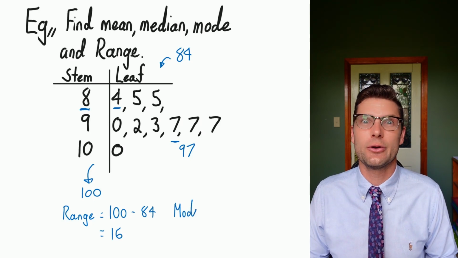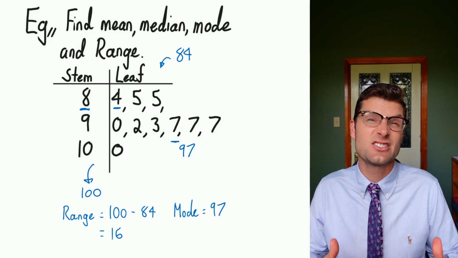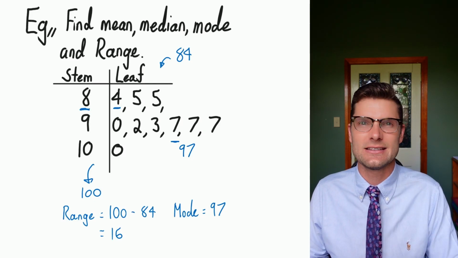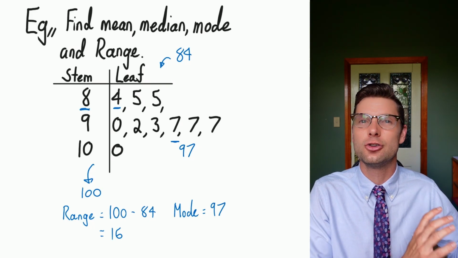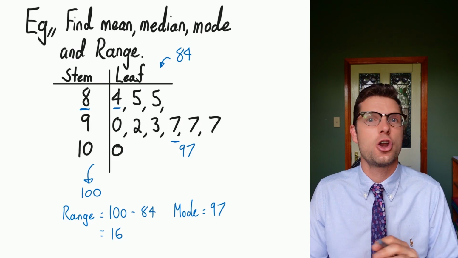The mode is also incredibly easy. I can see straight away that I've got 3 97s, so that is the answer. Some of my students do make a mistake here and they just write 7. Make sure that you are including the stem in your answer. It has to be 97, not just 7.